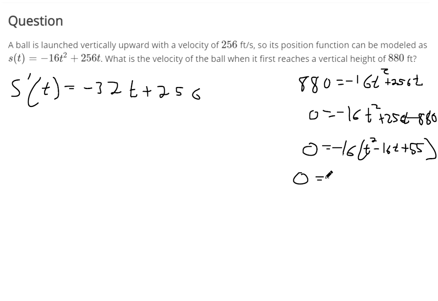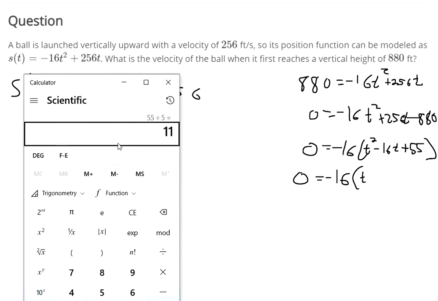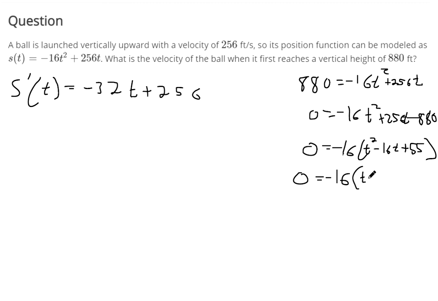And now that's something I can factor. So two numbers that multiply to 55 and add to negative 16. Actually, I hope it's something I can factor. How about negative 11 and negative 5? They multiply to be positive 55, but they add up to be negative 16. So we got two locations, t equals 5 and t equals 11. Those are the two places where we reach a vertical height of 880 feet.